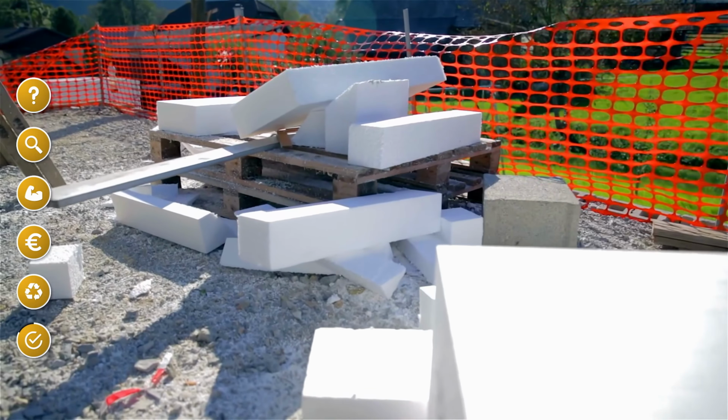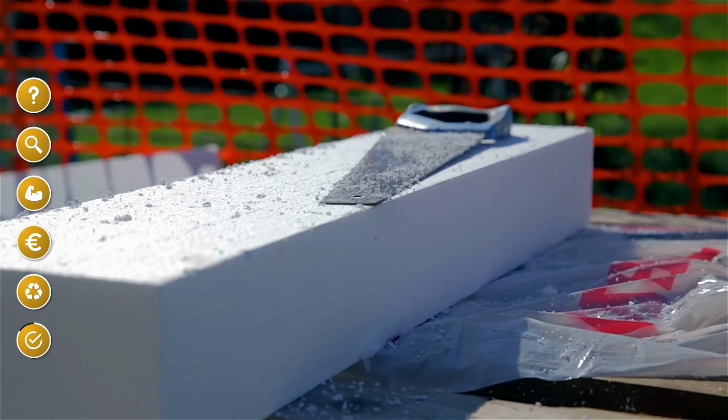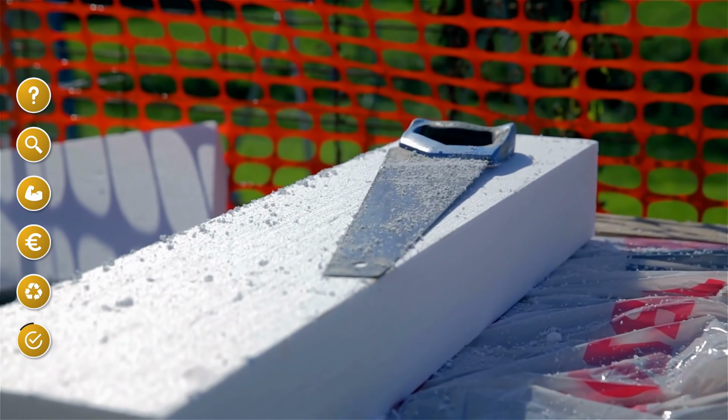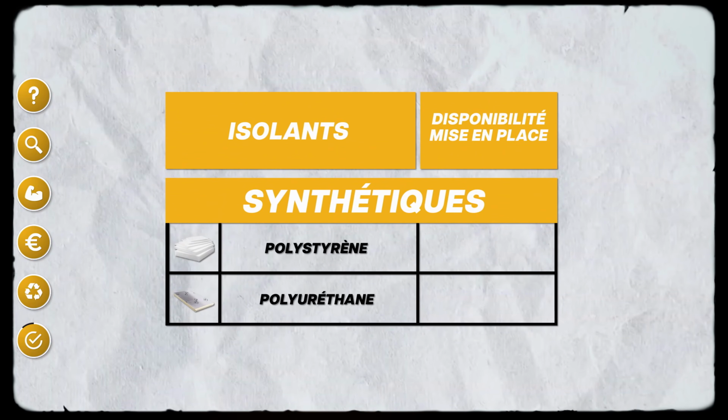Let's finish with synthetic insulation materials. As for polystyrene, you can find it almost everywhere, but not always in the size you're looking for. Overall, there are fewer size options for polystyrene panels than for other insulation panels. But the panels are lightweight and pose no health risks, so installation is very simple. So I give it a score of 9 out of 10.